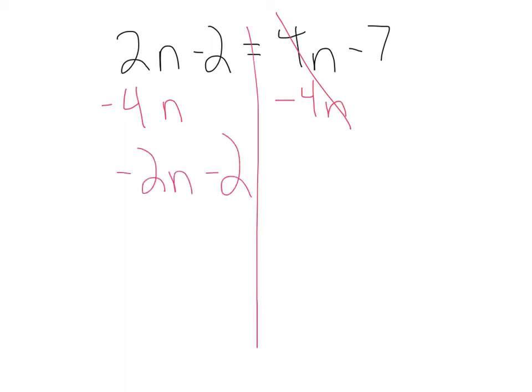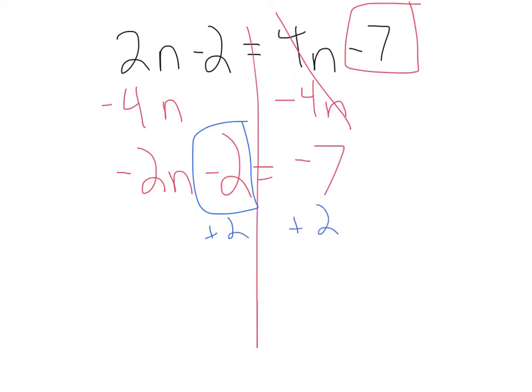Negative 2n. Minus 2 equals, and like I said before, that says minus 7, so I still need to write that. I can't just turn that into a positive 7, and that's a common mistake, so please don't make it. It is negative 7. Now, I want to get rid of that 2, so I'd say plus 2 to both sides. Now I'm left with negative 2n equals, now negative 7 plus 2. Is that negative 9 or negative 5?